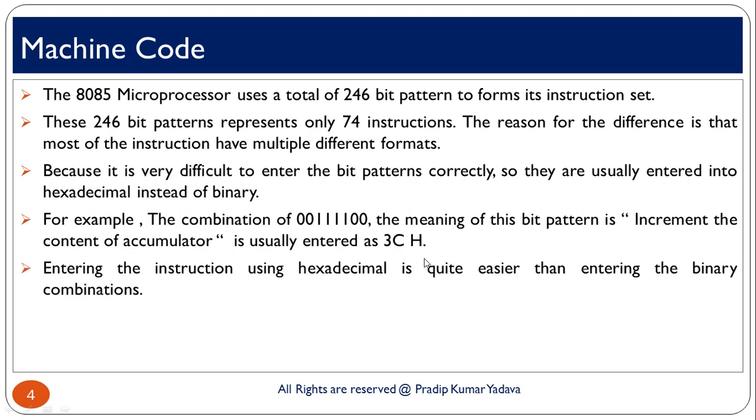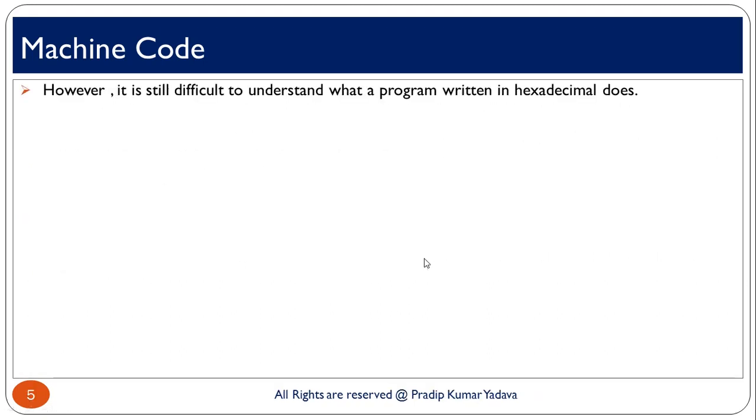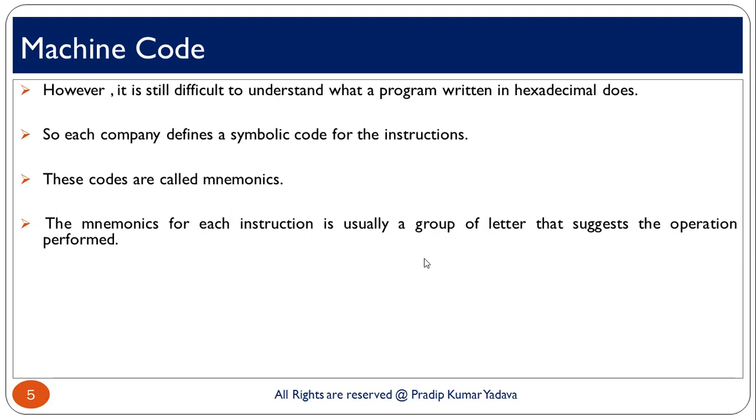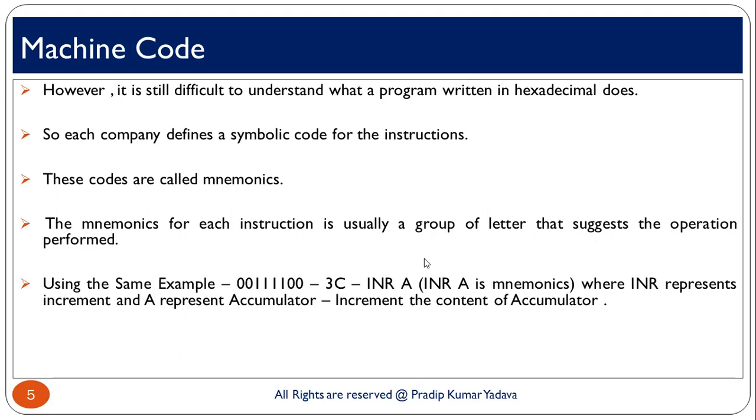Then, to remove this type of confusion and difficulty, each company defines a symbolic code for the instructions. These codes are called mnemonics, and the mnemonic for each instruction is usually a group of letters that suggests the operation to be performed. Now, taking the same example here, this is 00111100B, the hexadecimal of this bit pattern is 3C, and the symbolic code of this 3C is INR.